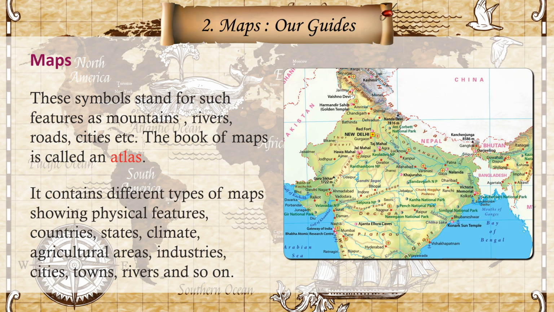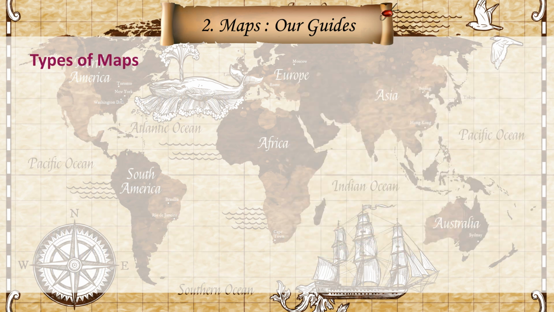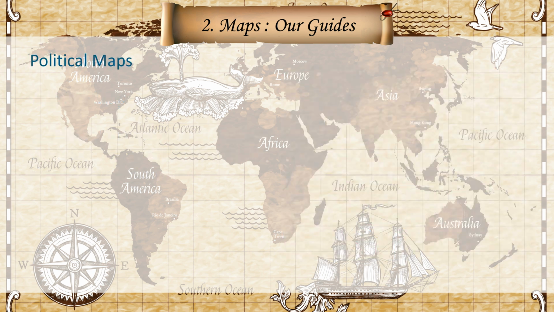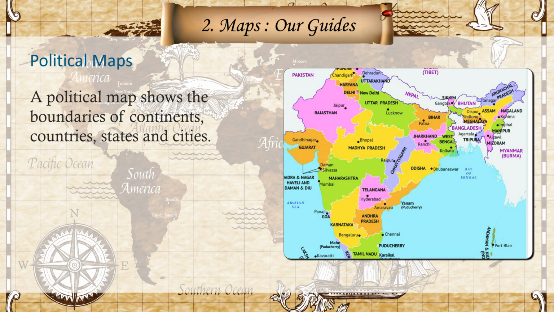It contains different types of maps showing physical features, countries, states, climate, agricultural areas, industries, cities, towns, rivers, and so on. Types of maps. Physical maps. A physical map shows the physical features of an area like mountains, rivers, lakes, oceans, etc. Political maps. A political map shows the boundaries of continents, countries, states, and cities.